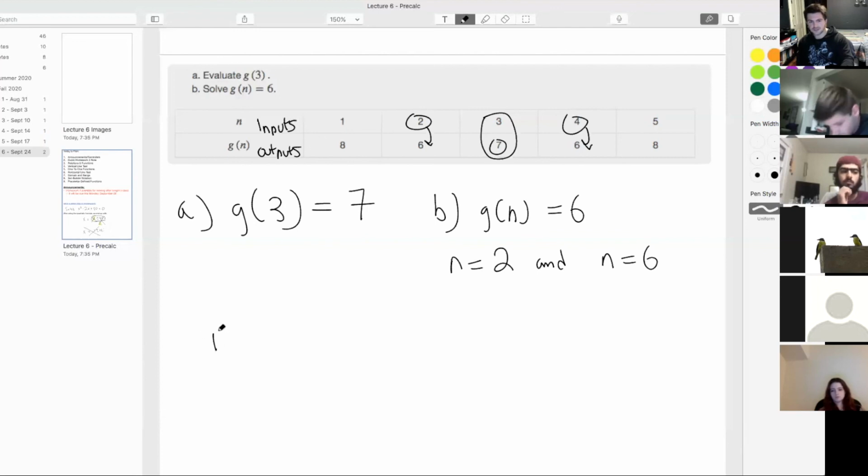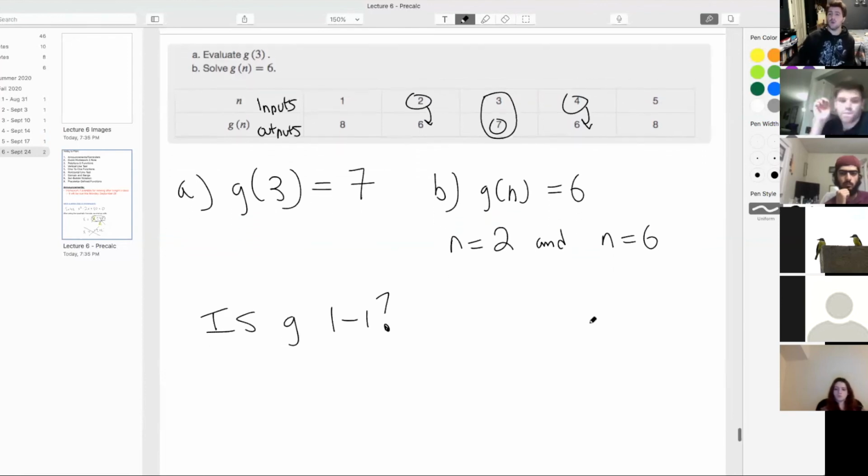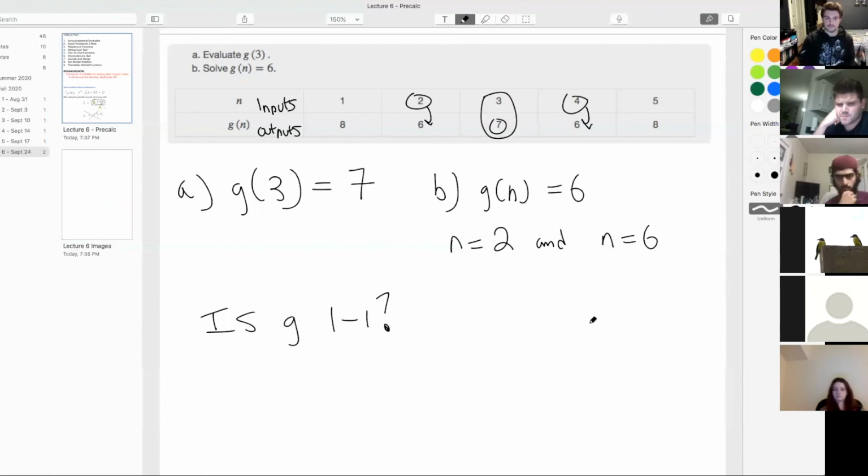Okay, and just a quick question, is g 1-to-1? So why don't we think about that for a second? Is this function g 1-to-1? Do distinct inputs get mapped to distinct outputs? No. I don't think it's 1-to-1. Yes, that is correct. The answer is no.